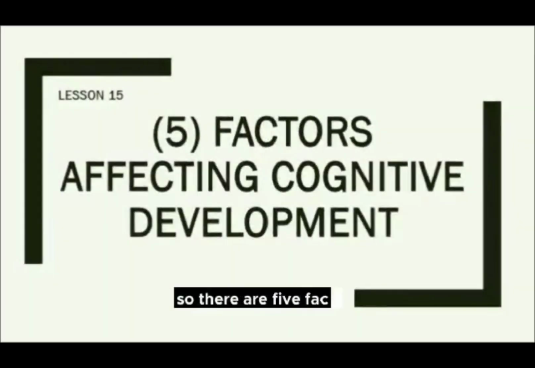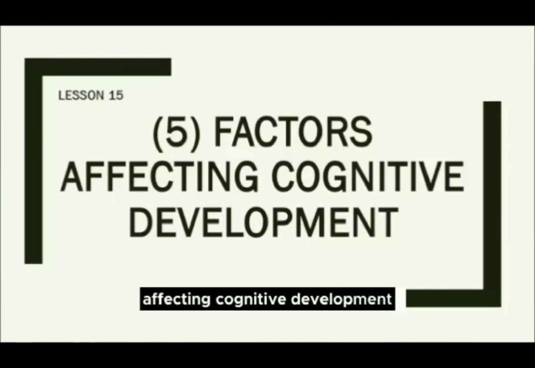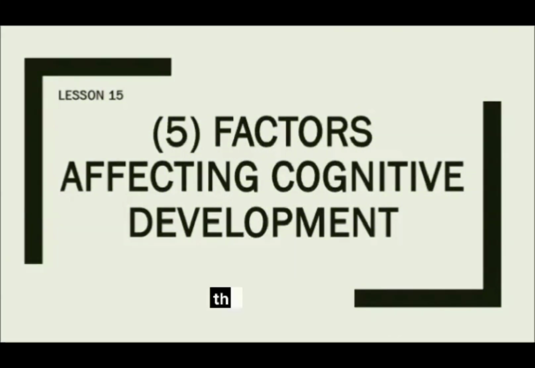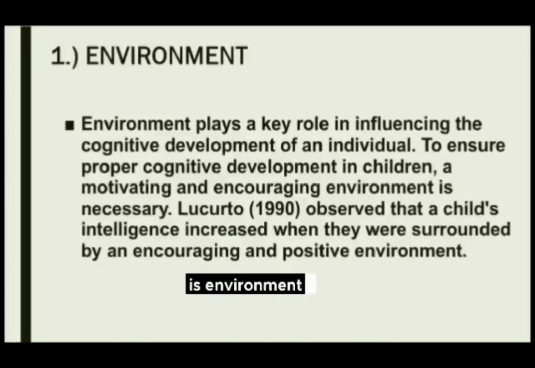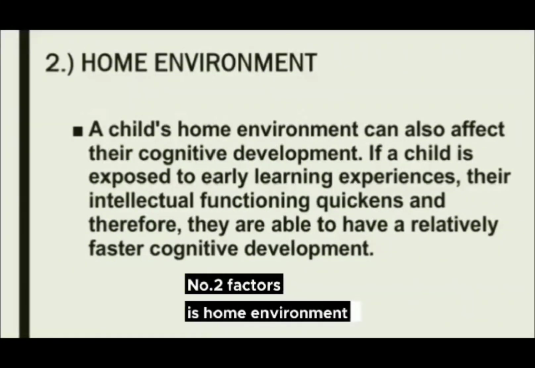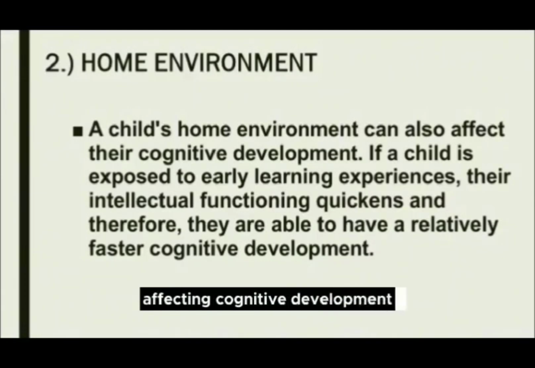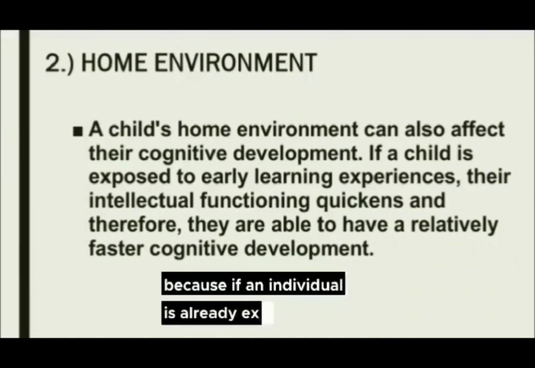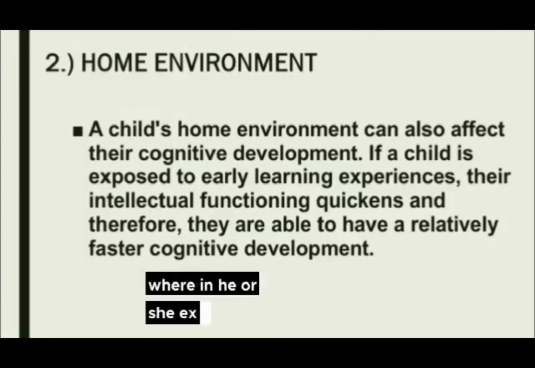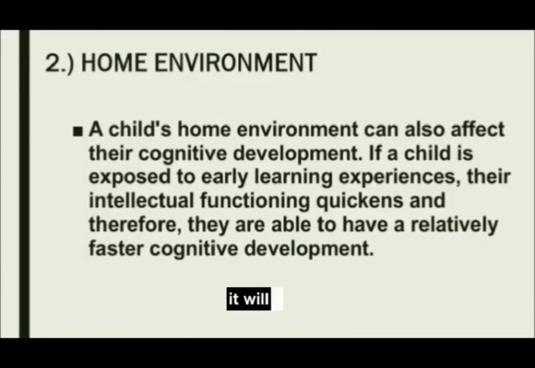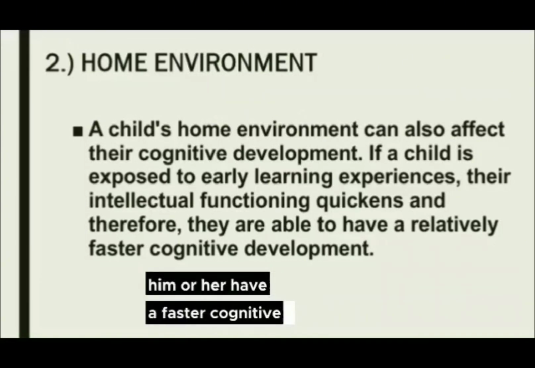So there are 5 factors affecting cognitive development. The first one is environment. Environment has a vital role in affecting the cognitive development of an individual. It influences the mind of children because of the environment they are in. Number 2 factor is home environment. Home environment is also one factor affecting cognitive development because if an individual is exposed early in a home wherein he or she experiences new learning, it will help him or her have a faster cognitive development.